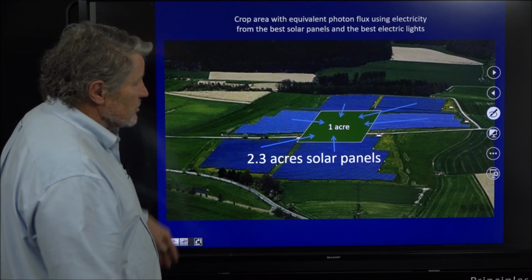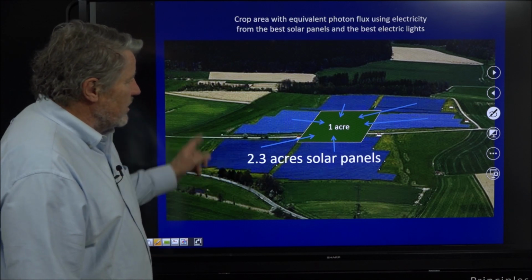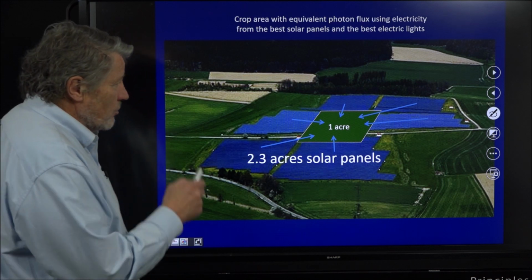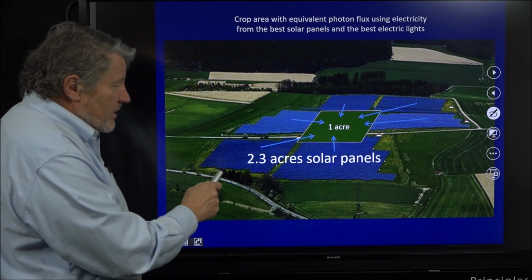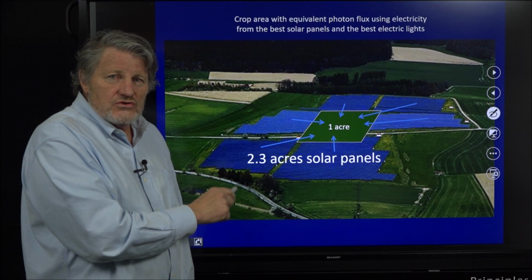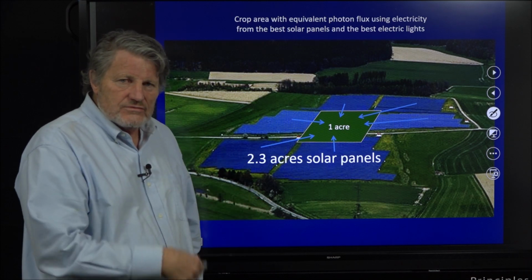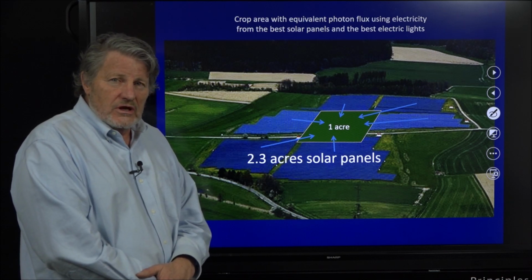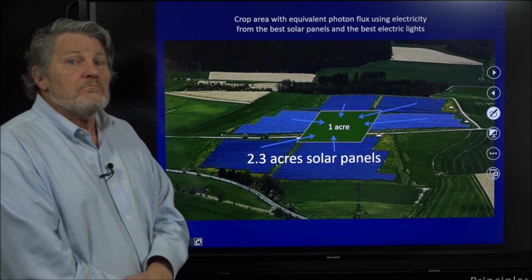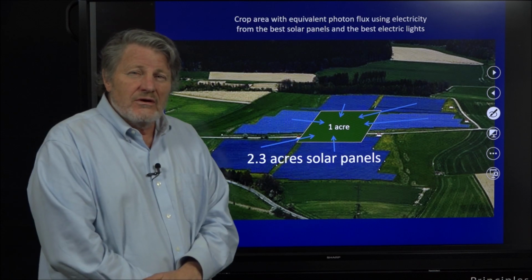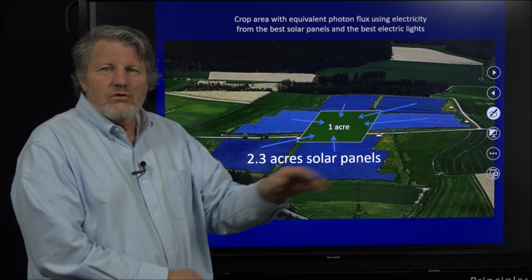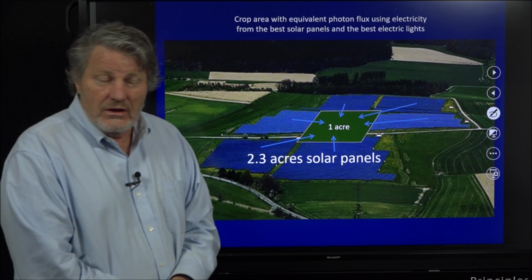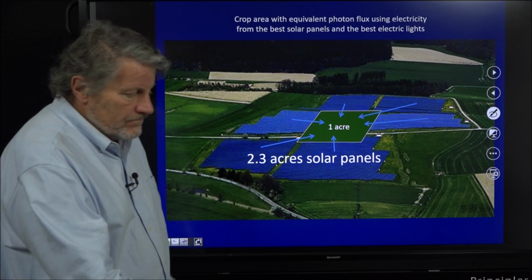This is solar panels in a field. 2.3 acres of solar panels feeding the electricity to light up one area. So we're not there for direct use of solar energy through LEDs. But you say, yeah, solar panels are getting better, LEDs are getting better. Now let's calculate the potential of this. What if we peer into the future and look at what solar panels could be and what LEDs could be? Can we get this ratio better?